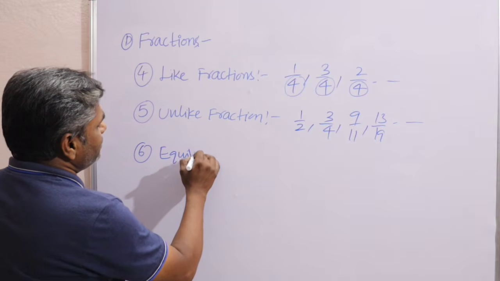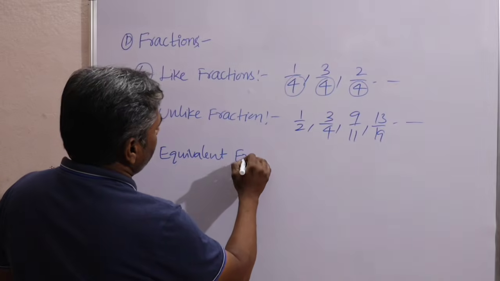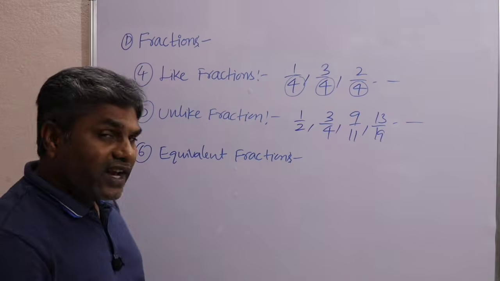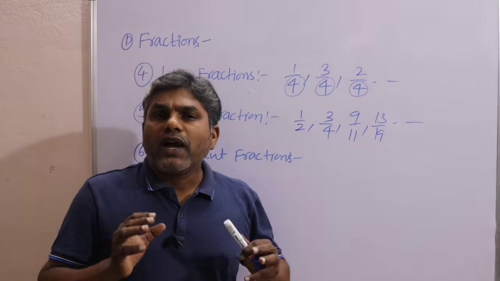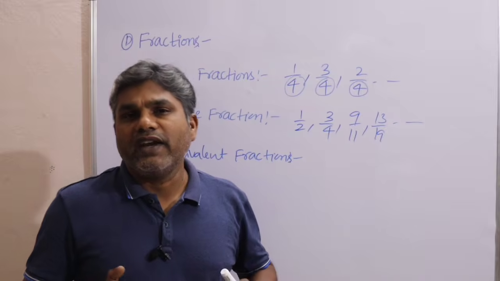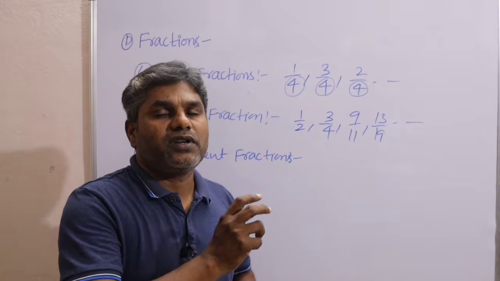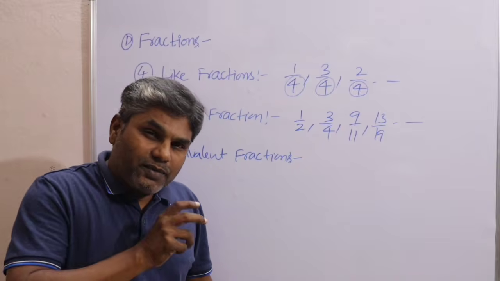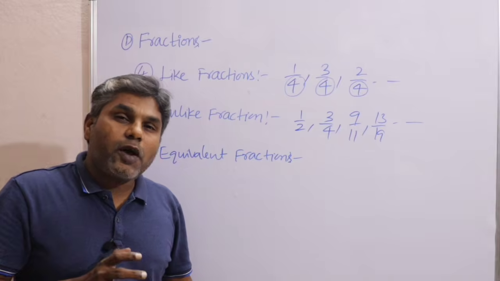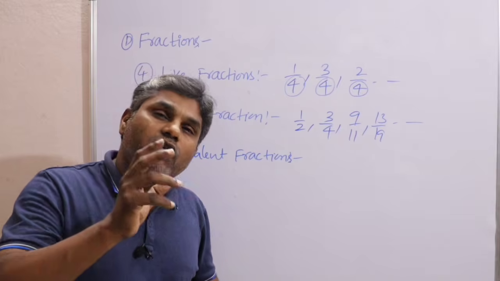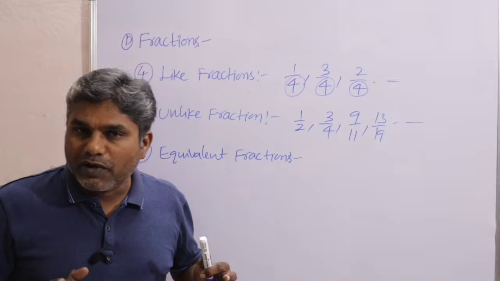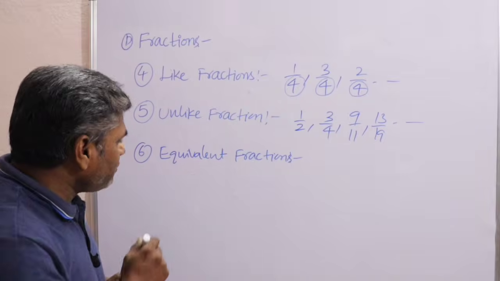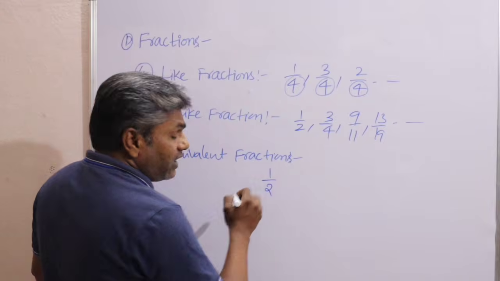See, this is very important. Equivalent fractions. Equivalent fractions are the fractions which are obtained by multiplying or dividing the numerator and denominator with the same number. Once again I am saying, if you take a fraction and multiply the numerator as well as the denominator with the same number, or divide the numerator and denominator with the same number, that fraction is called an equivalent fraction to the given fraction. I will explain with an example.